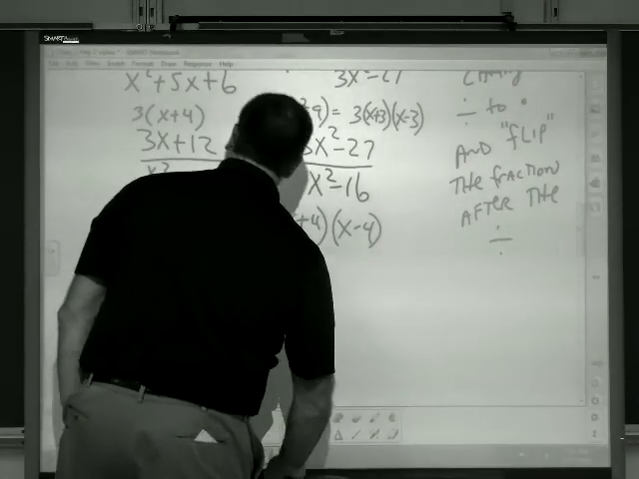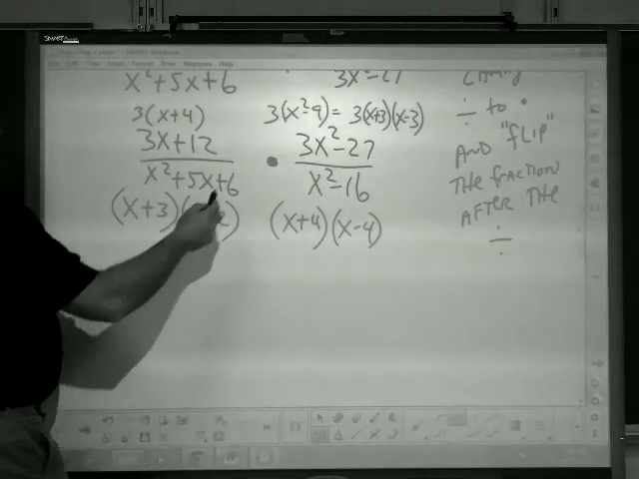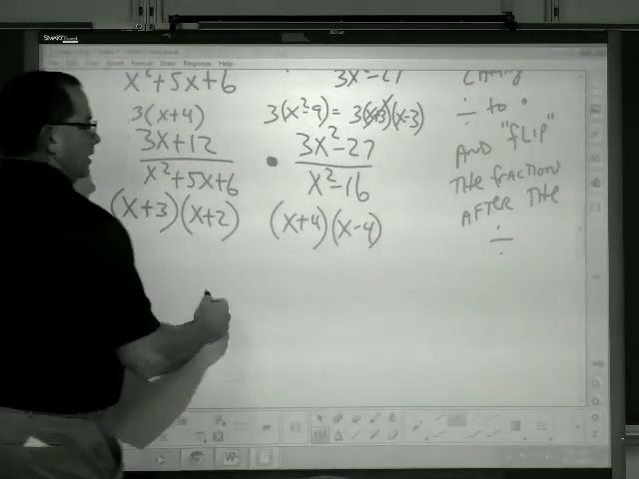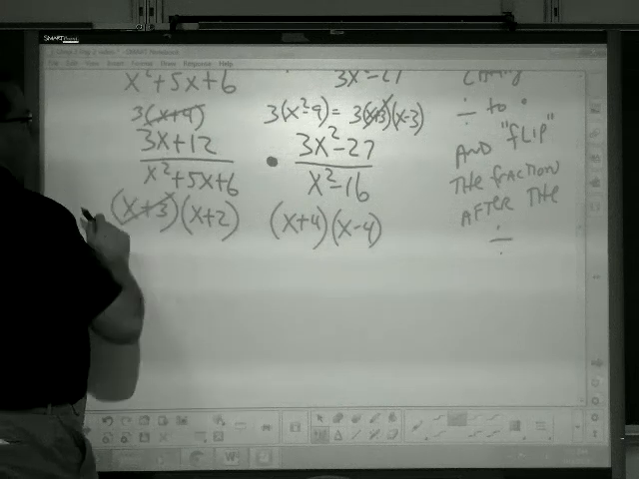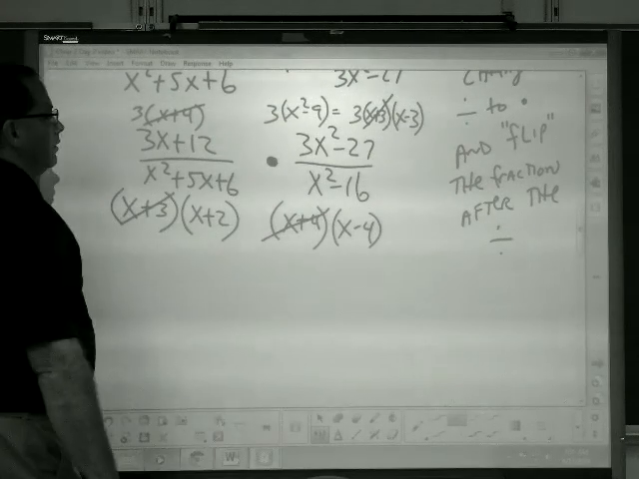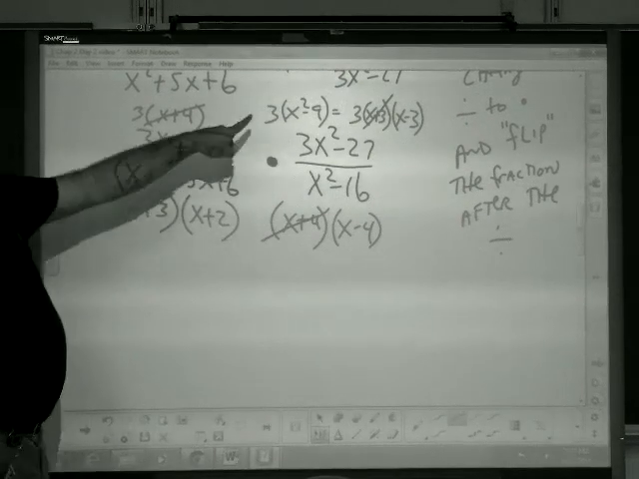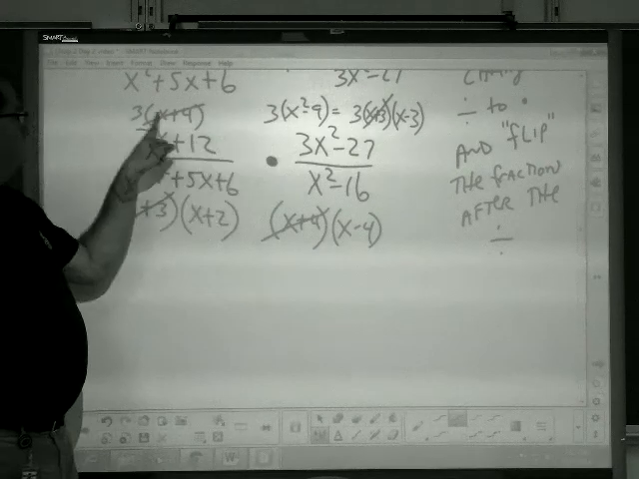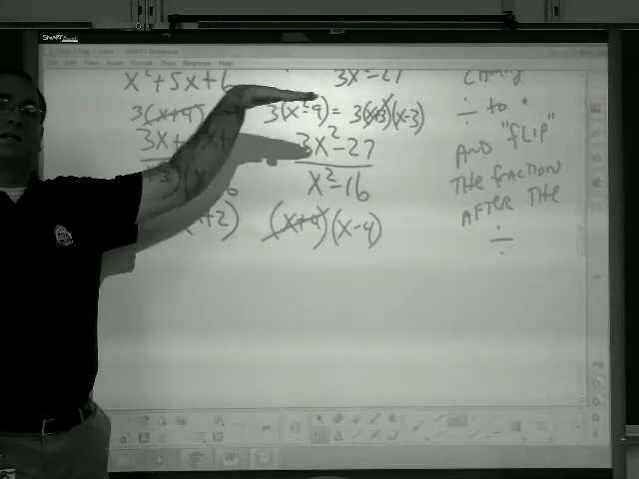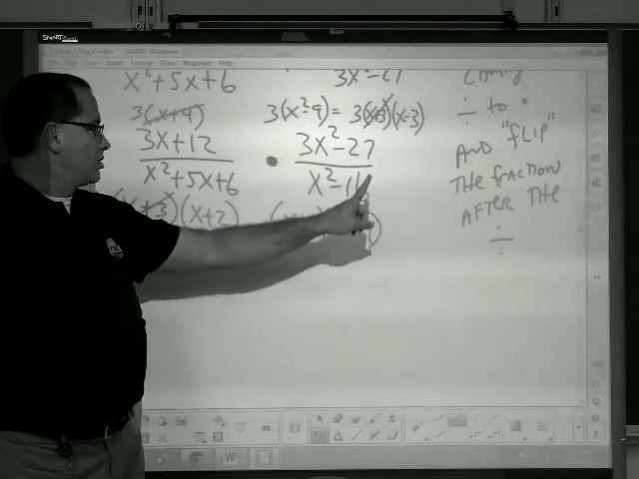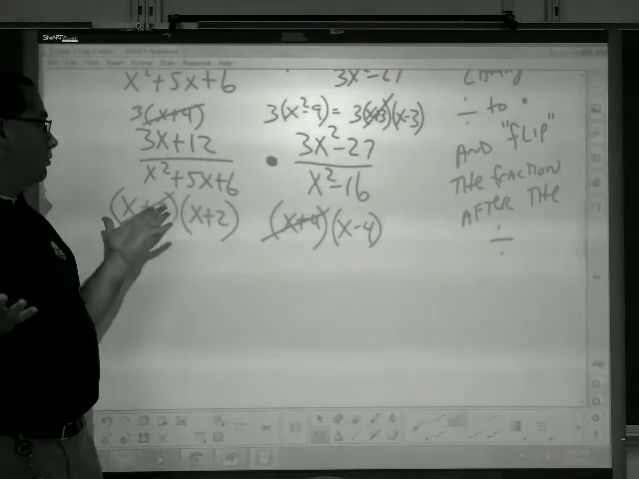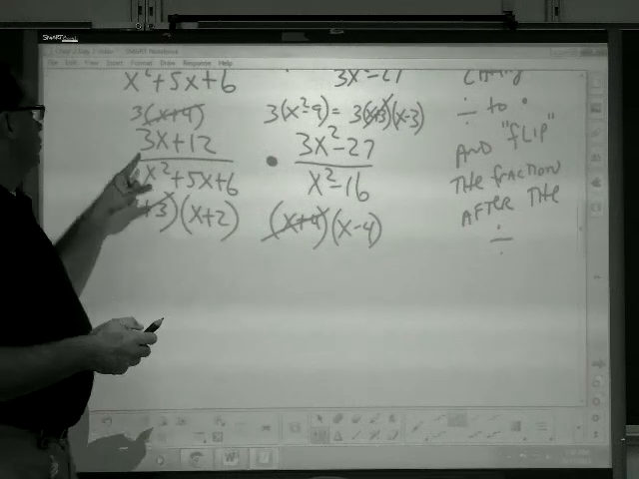Now, step 2, reduce. x plus 3, x plus 3. x plus 4, x plus 4. This 3 and this 3 do not reduce because they're both on the top. Anything else on top? x minus 3, do I have an x minus 3 anywhere? No. Nothing else is reducible.